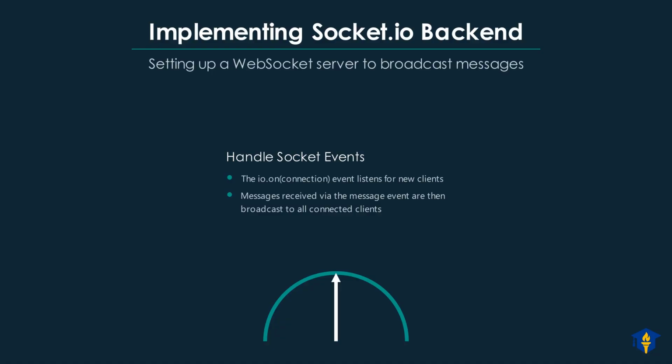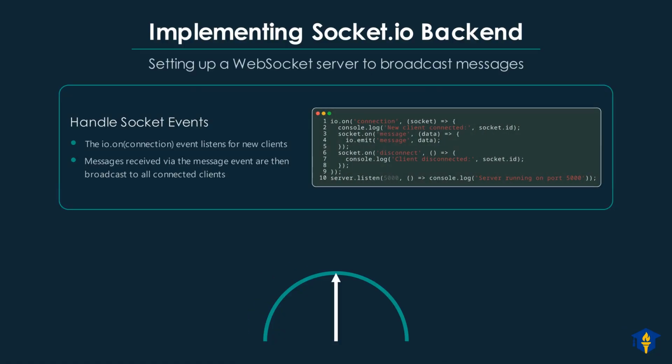Next, we will handle the socket events, which define how our server reacts to client connections and messages. The io.on('connection') event listens for new clients. Messages received via the message event are then broadcast to all connected clients. This code handles new client connections and broadcasts incoming messages to all connected users.